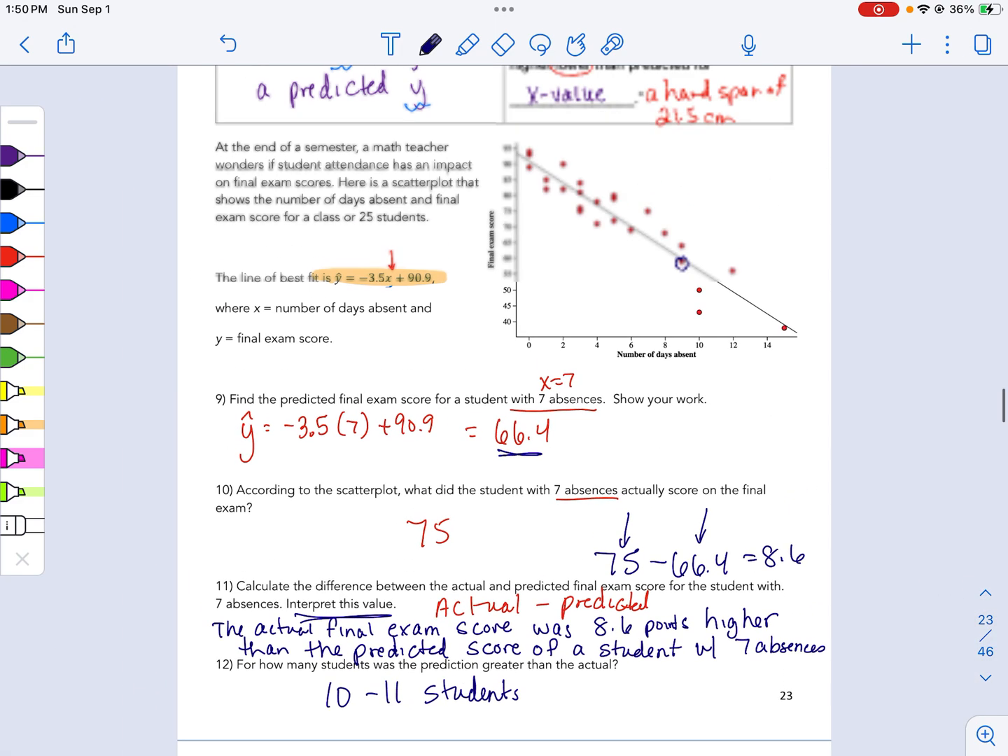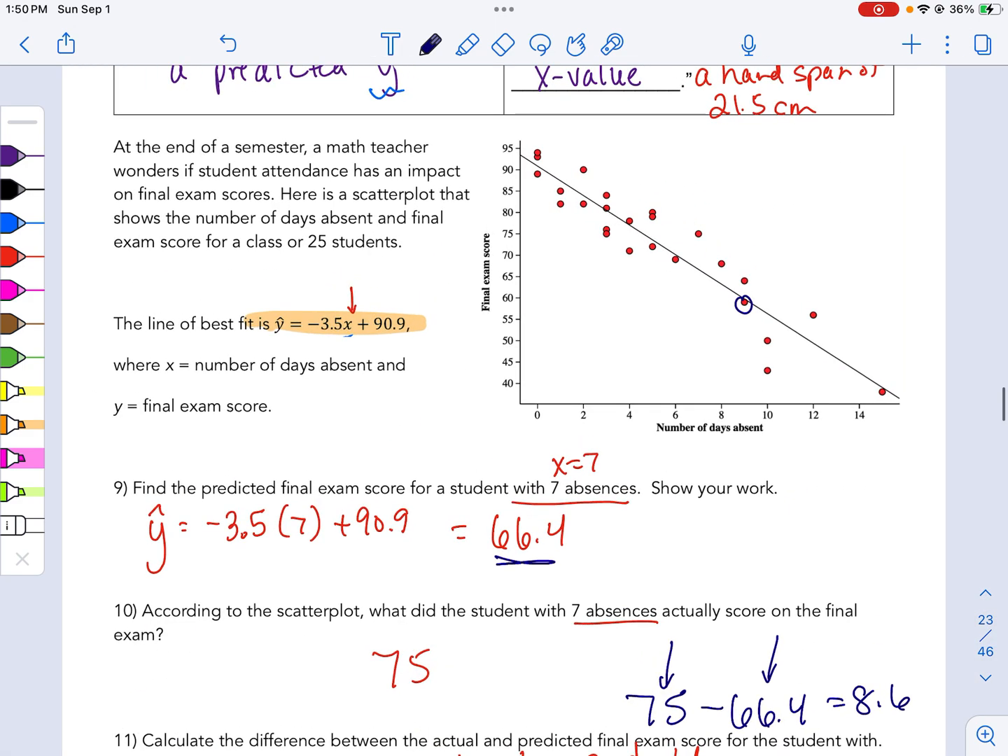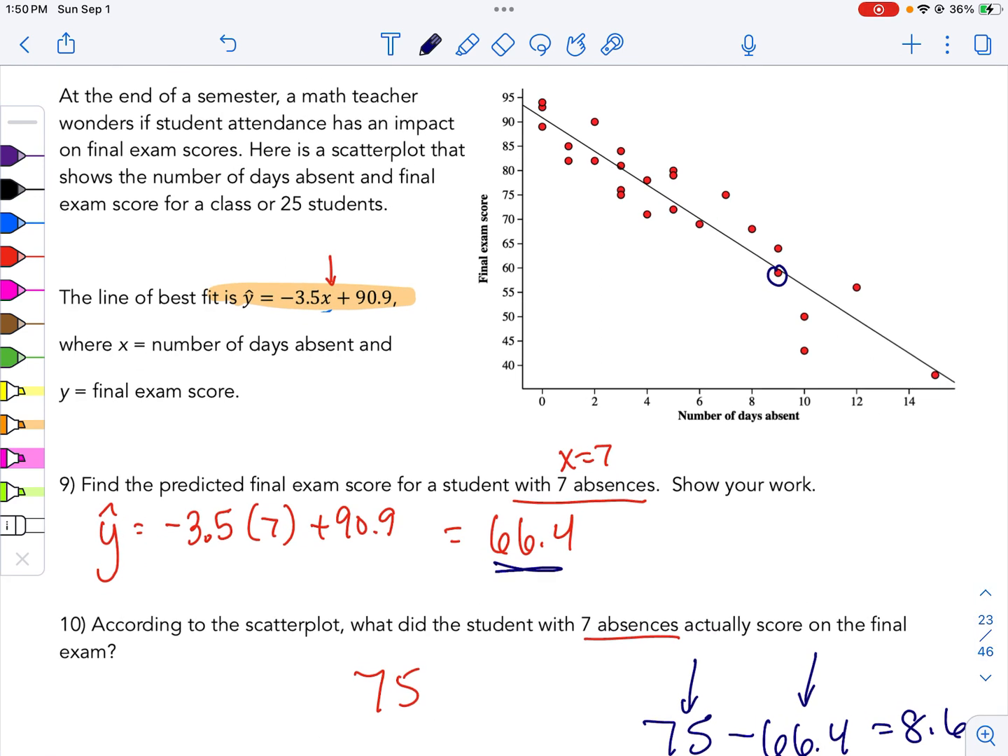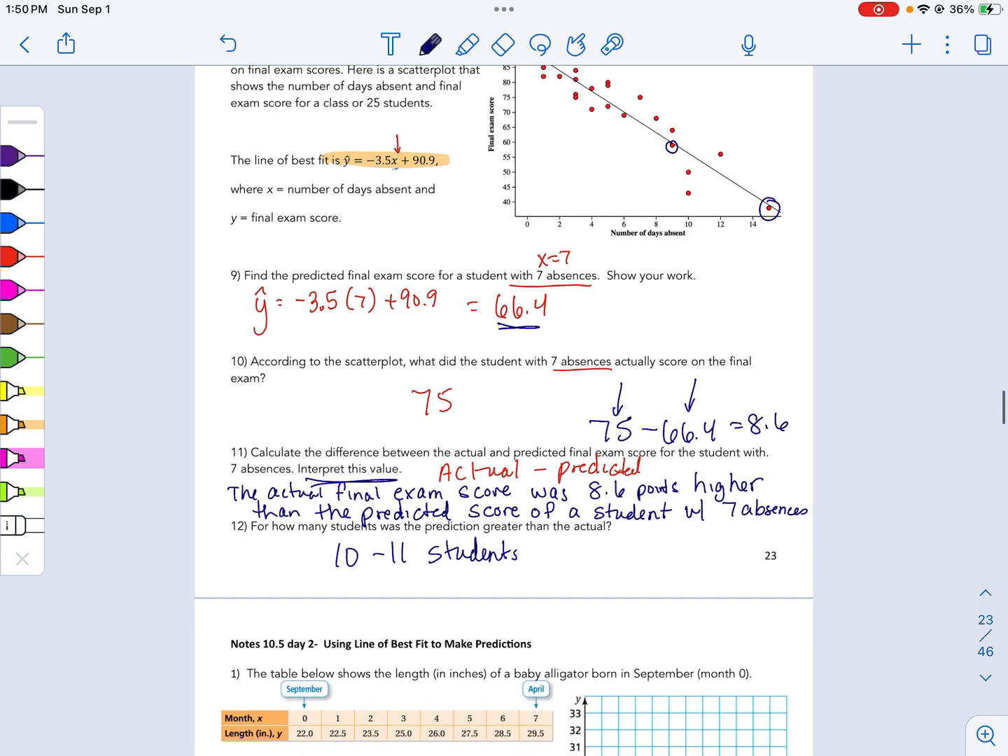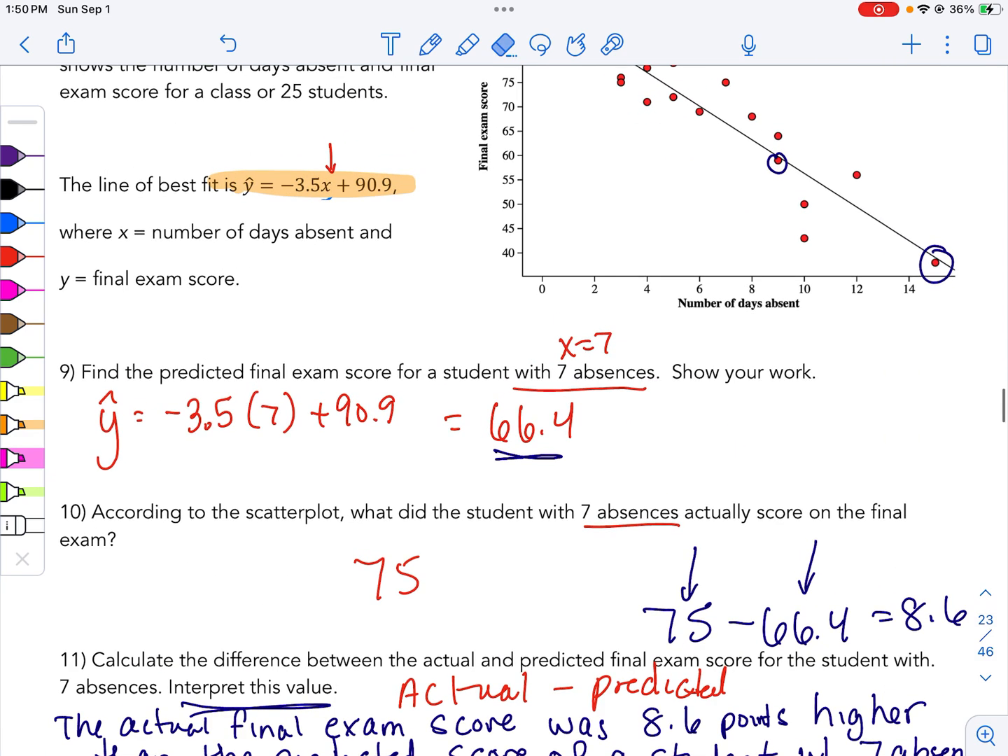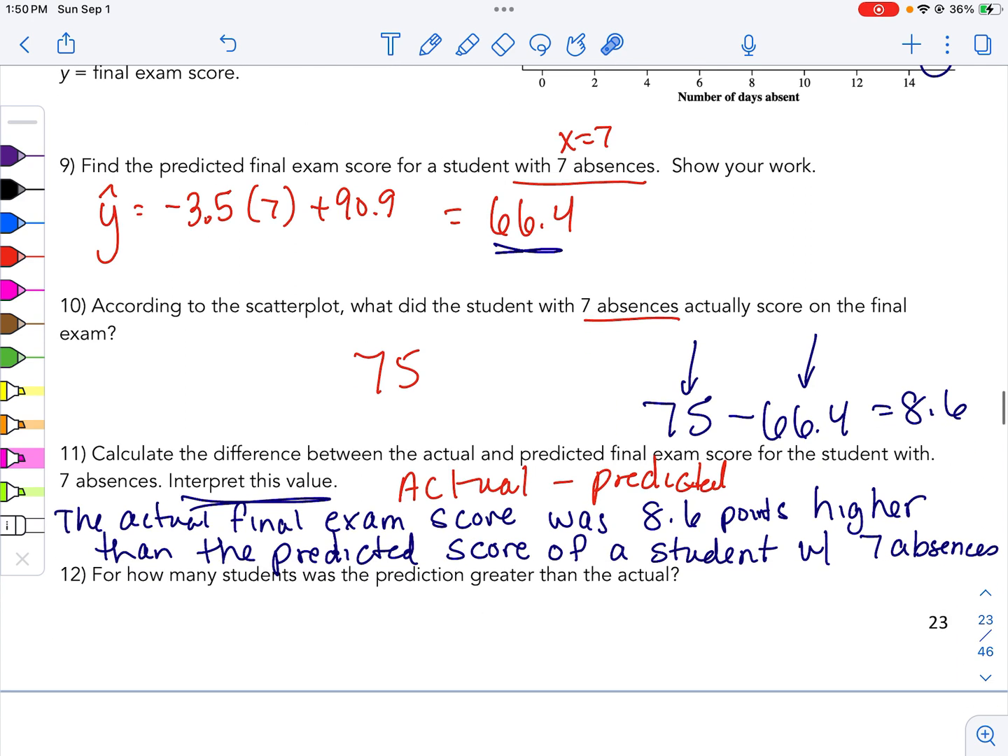If I counted correctly. Let me count that one more time. 1, 2, 3, 4, 5, 6, 7, 8, 9, 10, 11. Oh, I missed somebody over here. I zoomed in too far. If I count again, that's 1, 2, 3, 4, 5, 6, 7, 8, 9, 10, 11, 12. It was actually 13. So we'll go ahead with 13, counting that one that fell a little bit below right here. We'll just go with 13 students.